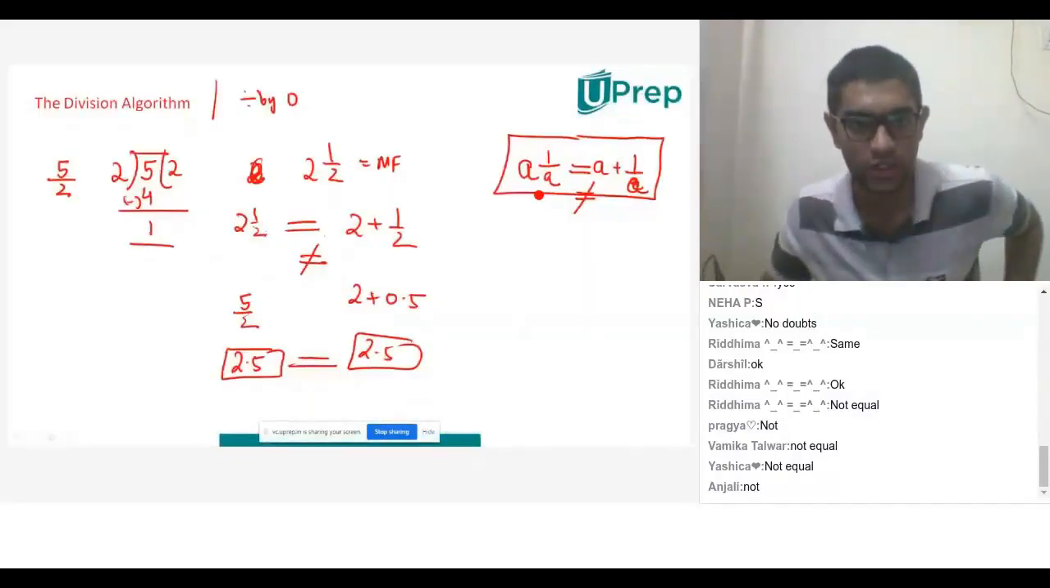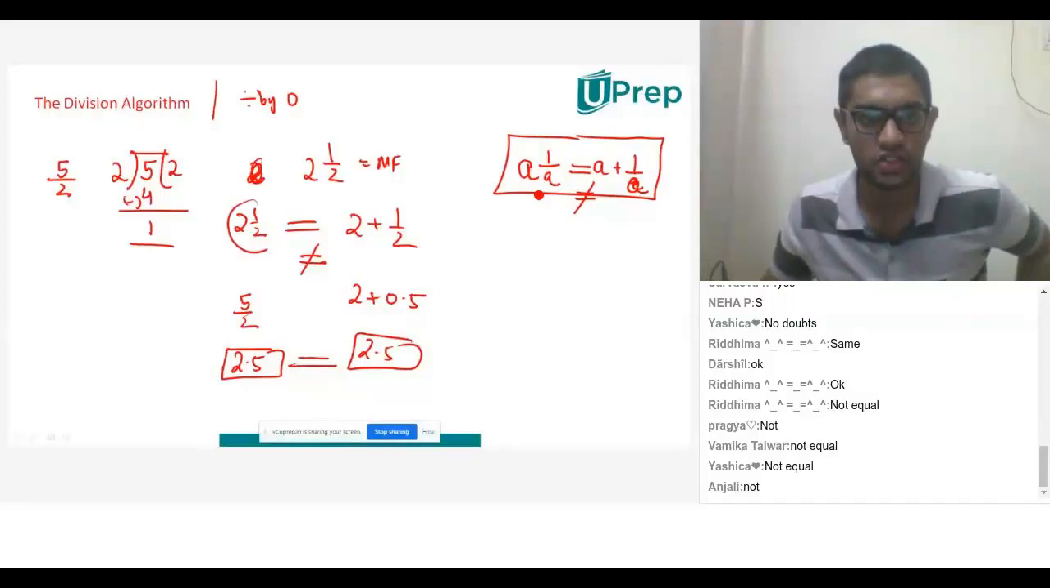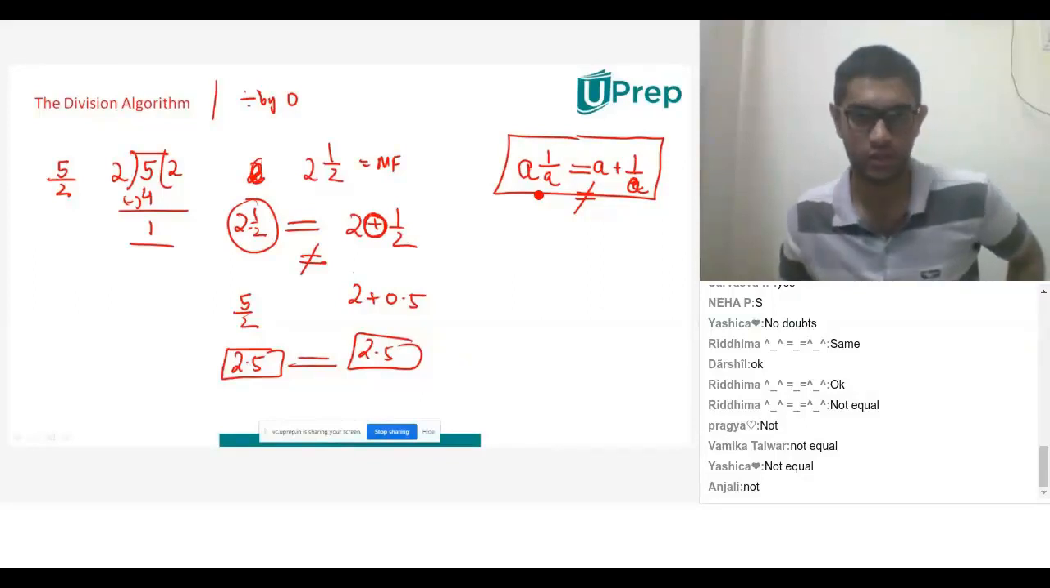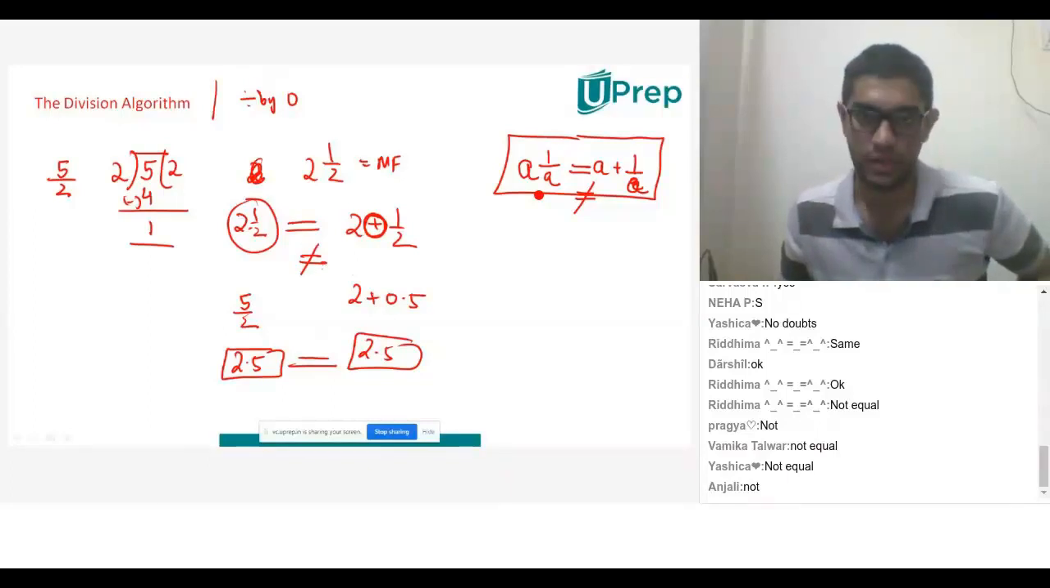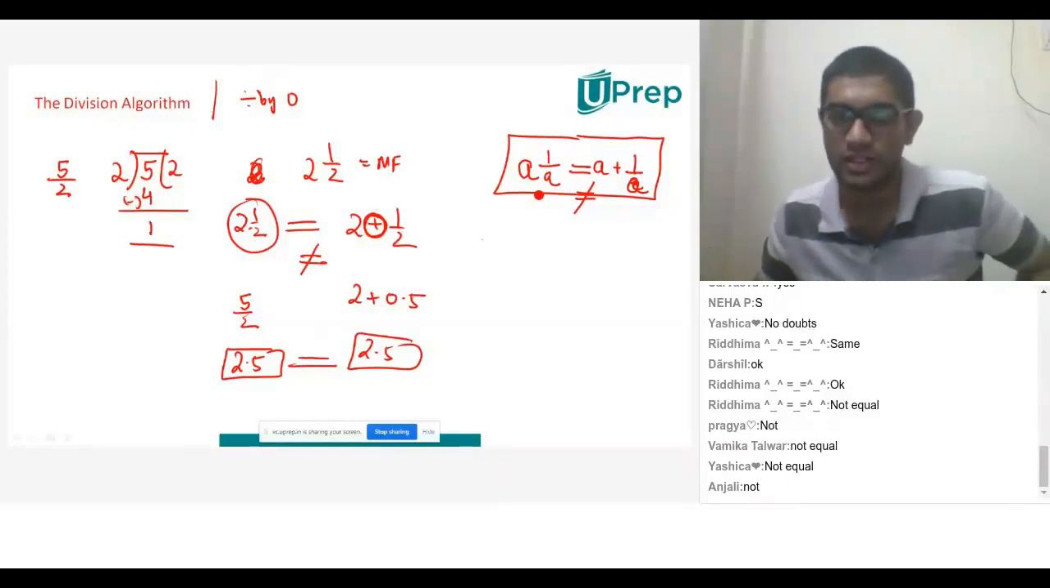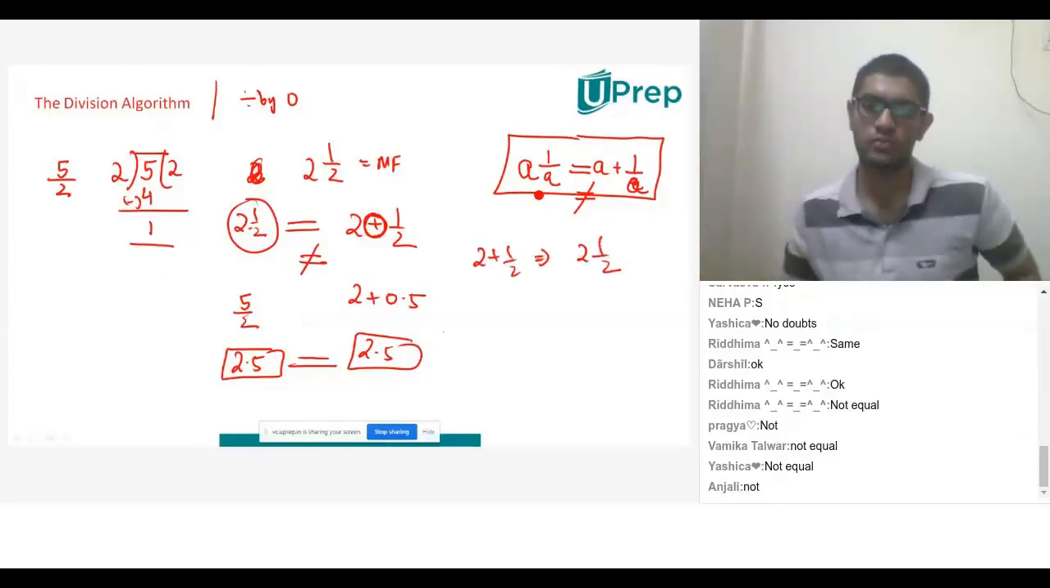You just saw that over here, it was in the form of a mixed fraction. There was no operation over here. Rajat entered an operation over here saying plus, so it is not equal. But when we actually solved it, both of them turned out to be equal. Basically, that's how a mixed fraction is derived. 2 plus 1 by 2 is nothing else but 2 1 by 2.